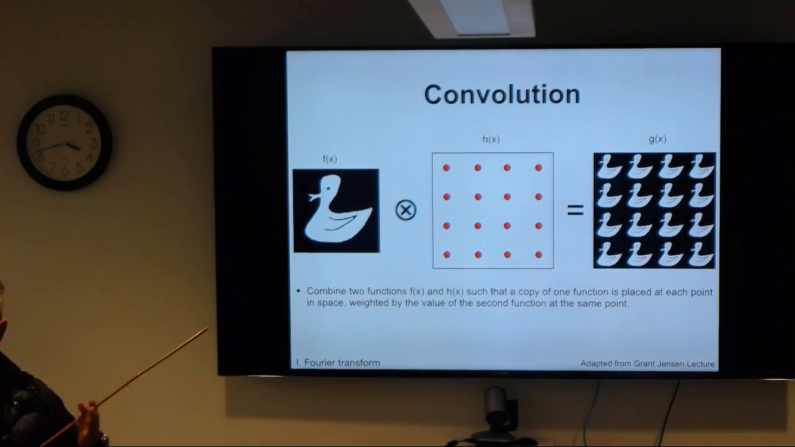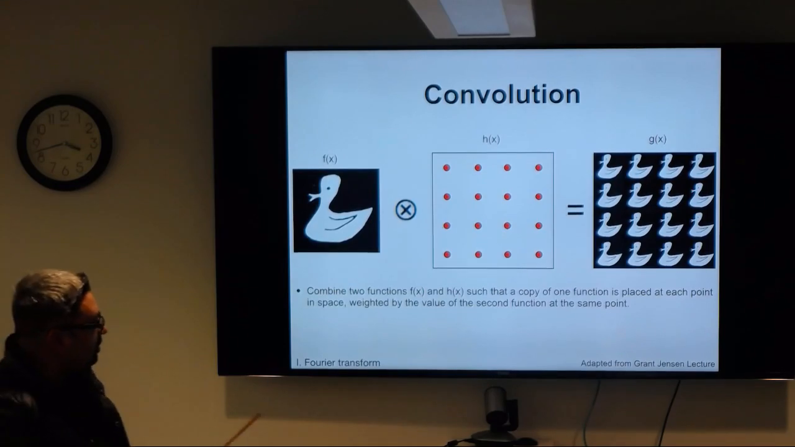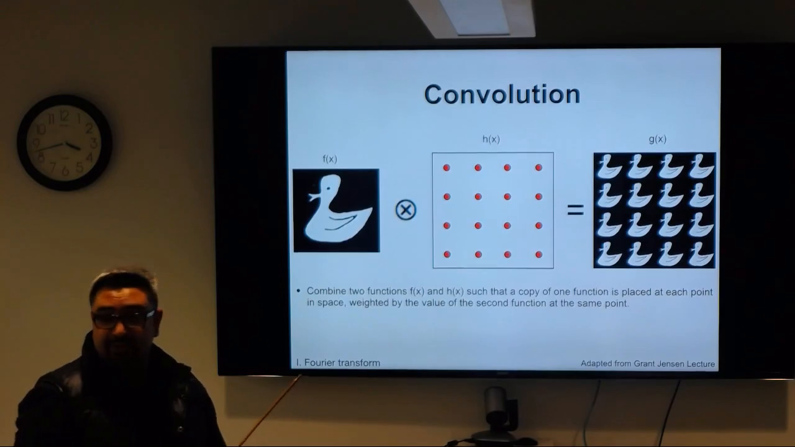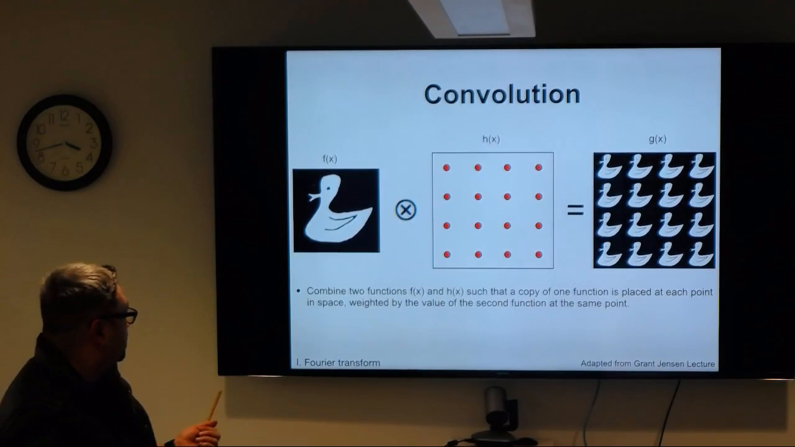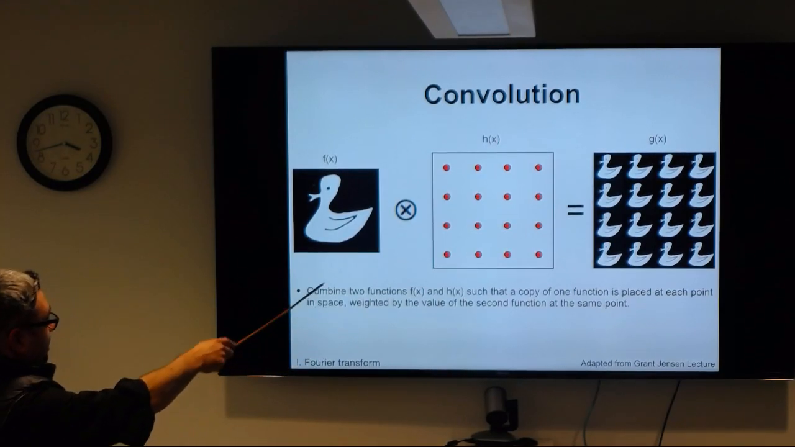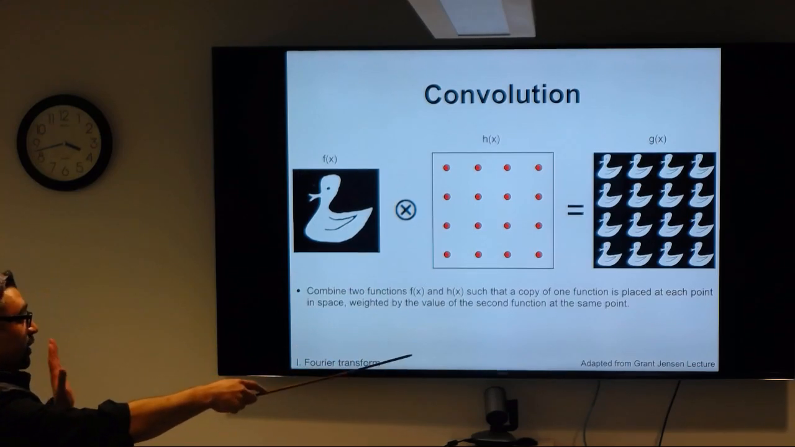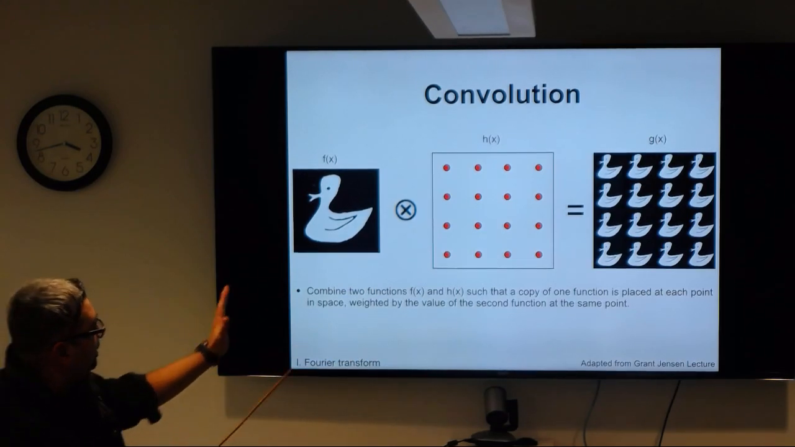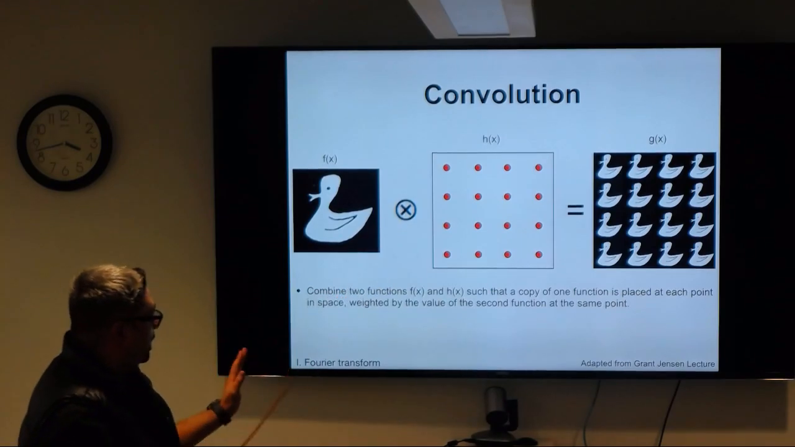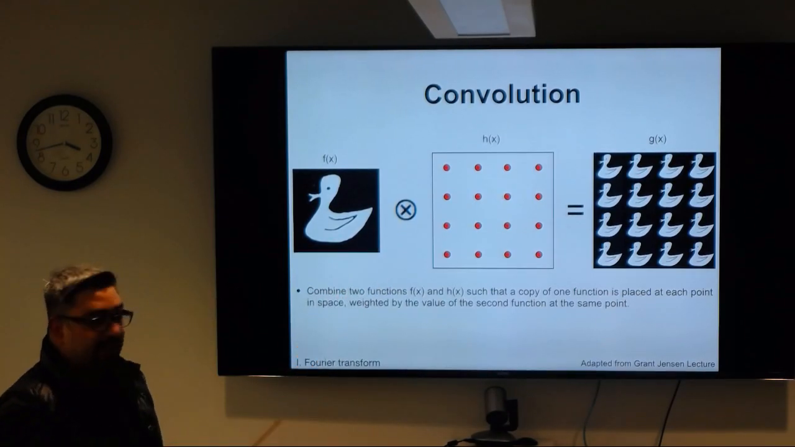Just like a crystal is made up of many unit cells of proteins, your convolution would be the crystal, right? And so you combine these two functions, f of x and h of x, such that a copy of one function is placed at each point of the lattice, weighted by the value of the second function at the same point.